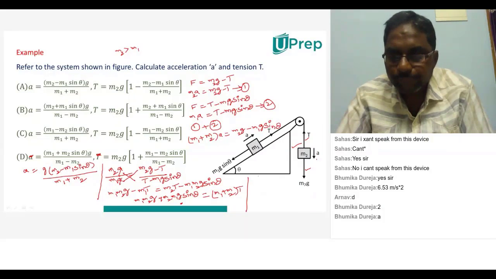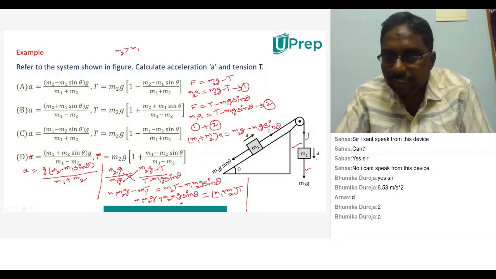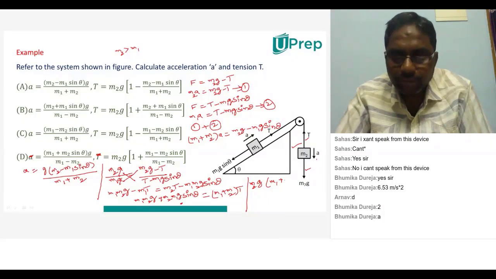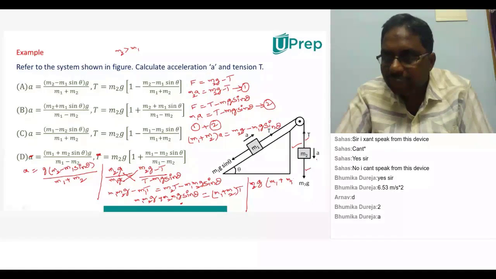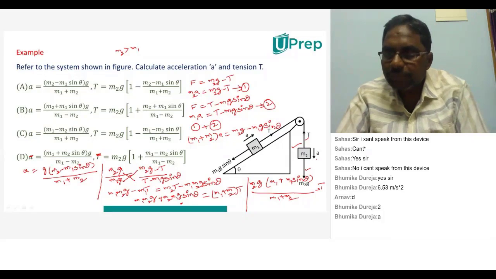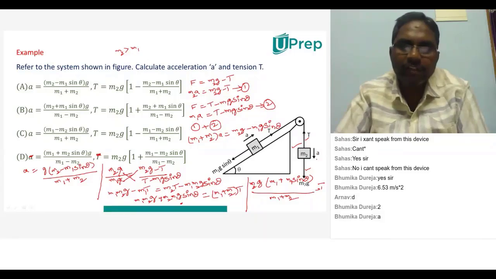Now here m2g I am taking common. If I take m2g common, m1 plus, first m2g is there in both equations. So that's why m1 plus m1 sine theta, isn't it? Whole divided by m1 plus m2 is equal to T. So this equation must be there. This equation will be there for the first option.